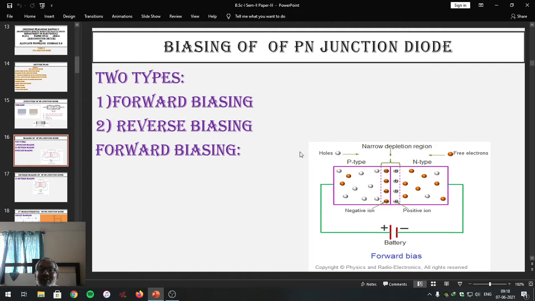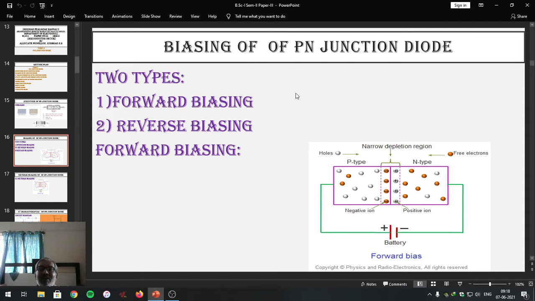To make the PN junction diode work, some external energy should be provided to it by connecting a battery externally to that particular PN junction diode. To make the diode conducting, the process of connecting a battery externally to the PN junction diode is known as biasing of PN junction diode. And friends, today we are going to study the same, and that is biasing of PN junction diode.